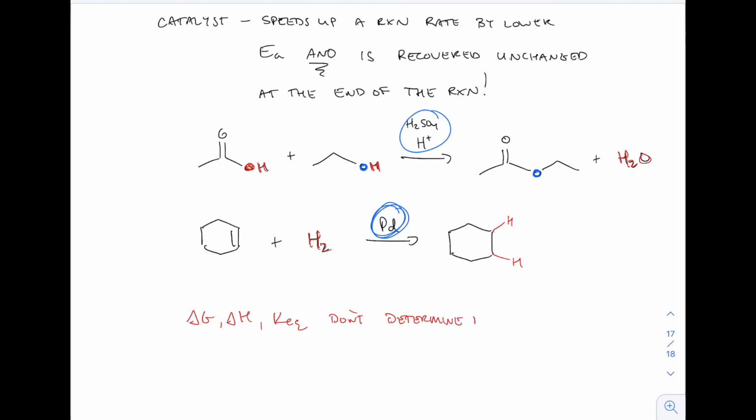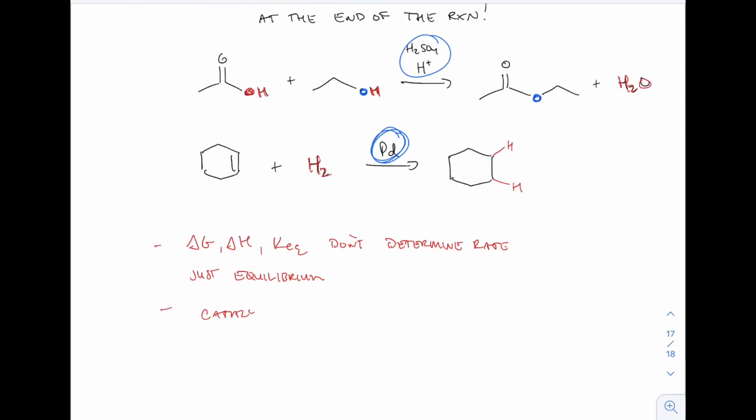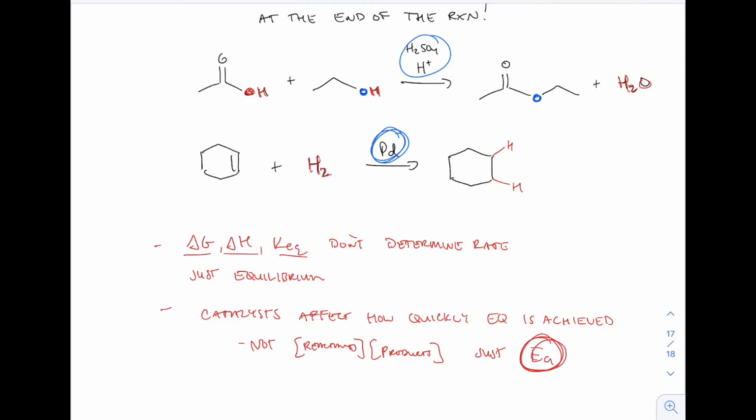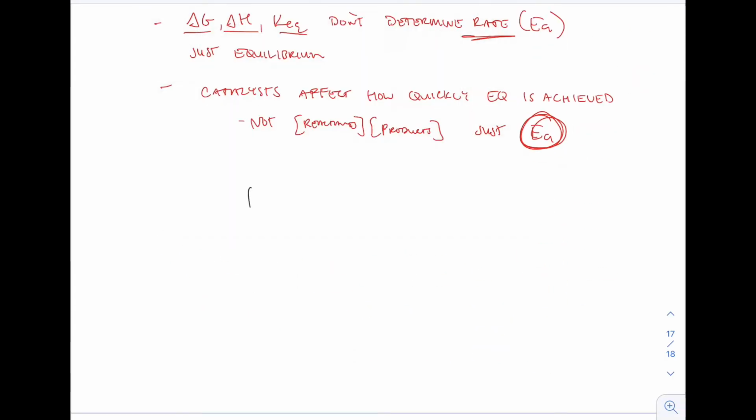So delta G, delta H, K, Q, remember they don't determine the rate of the reaction, they just determine the equilibrium and the concentration of the products and the reactants at equilibrium. Catalysts do affect how quickly the equilibrium is achieved, okay? But they also don't really affect the concentration of the products or reactants at equilibrium, okay? They just have an effect on activation energy. So as you can see here, what determines the rate, that's activation energy, right? So they're not related. Remember, thermodynamics and kinetics, two different topics.